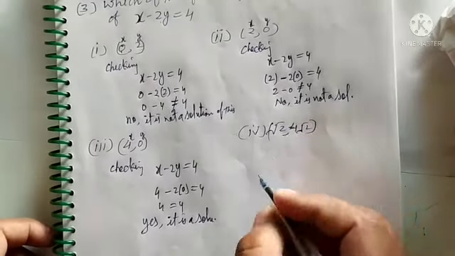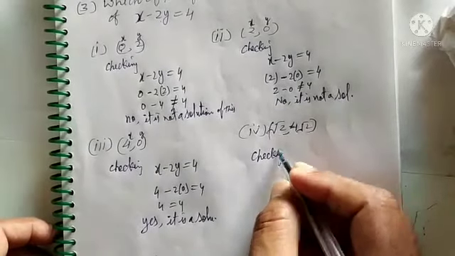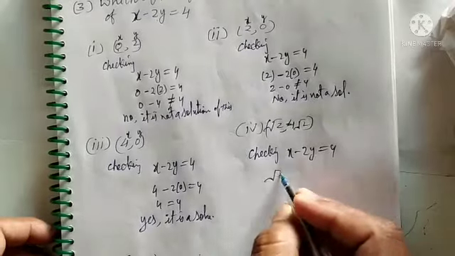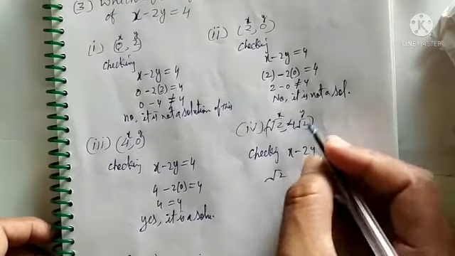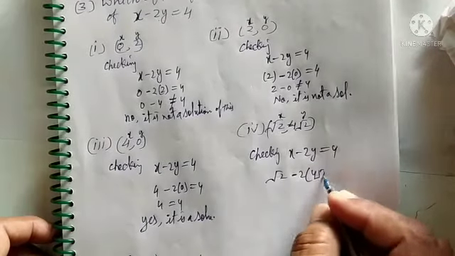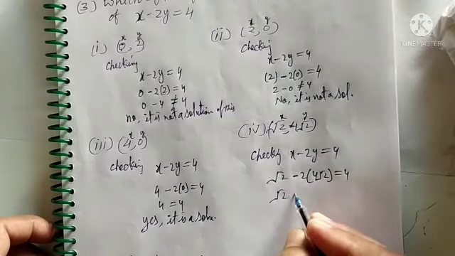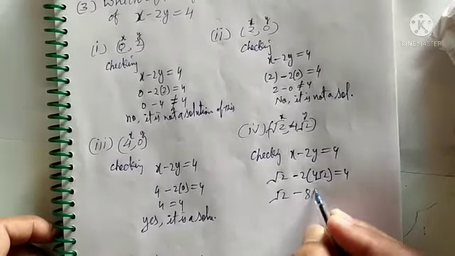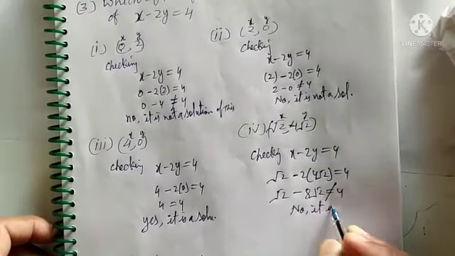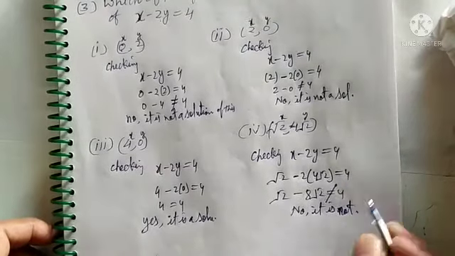Next one, this one also, same checking. x minus 2y is equal to 4. In the place of x write down root 2, because the x value is root 2 and the y value is 4 root 2. Then minus 2 times the y value, 4 root 2, is equal to 4. Now if you open it, this is root 2, minus 2 times 4 root 2, which is 8 root 2, is equal to 4. Is it equal? No, it is not. It is not a solution of this.